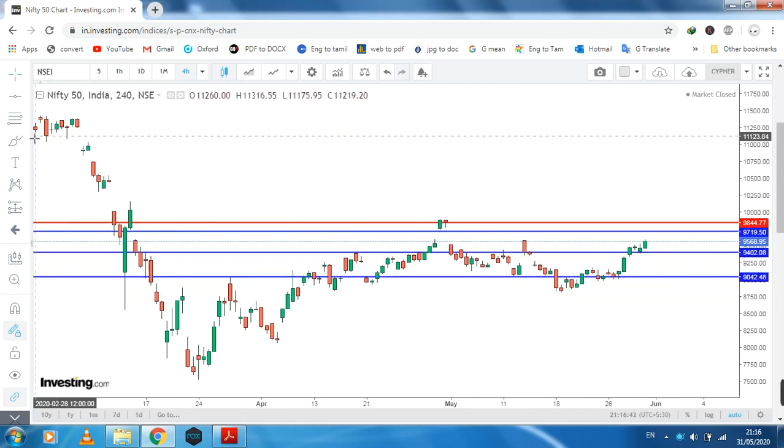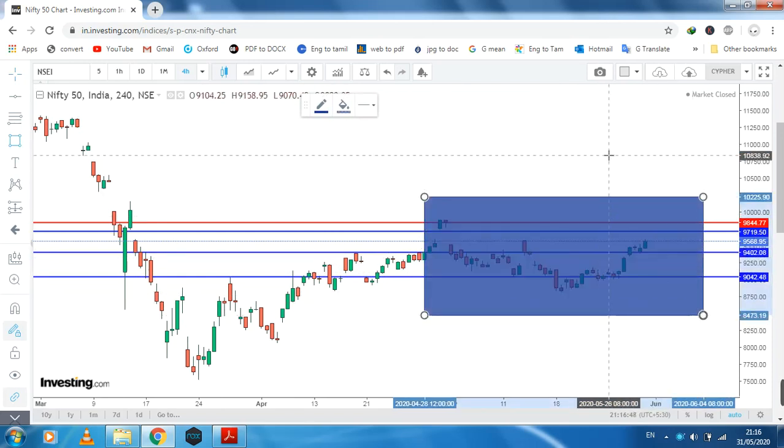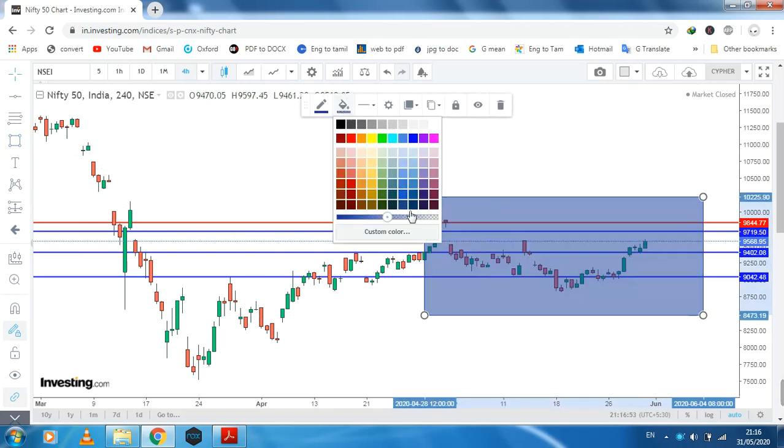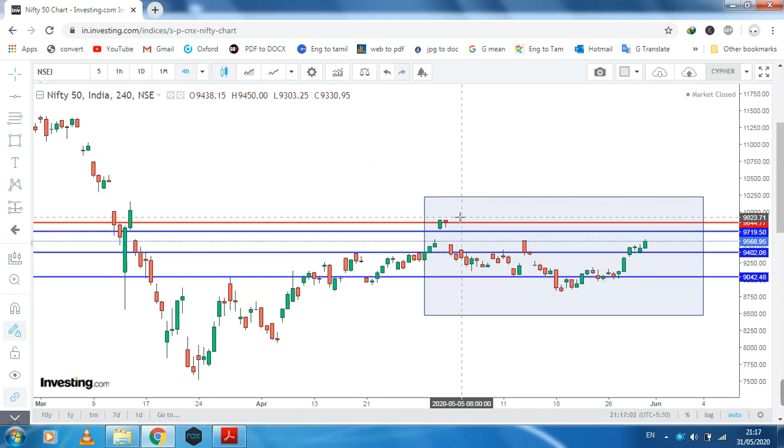Okay, did you see any patterns in here? Anyone? Did you see any patterns? Yeah, this has a Cypher pattern. We need to check that these levels are okay or not, but this formation is basically Cypher, because this is X, this is A, B, C. So C closed below this A, so this is normally forming the Cypher pattern. So we need to check whether that is correct or not.